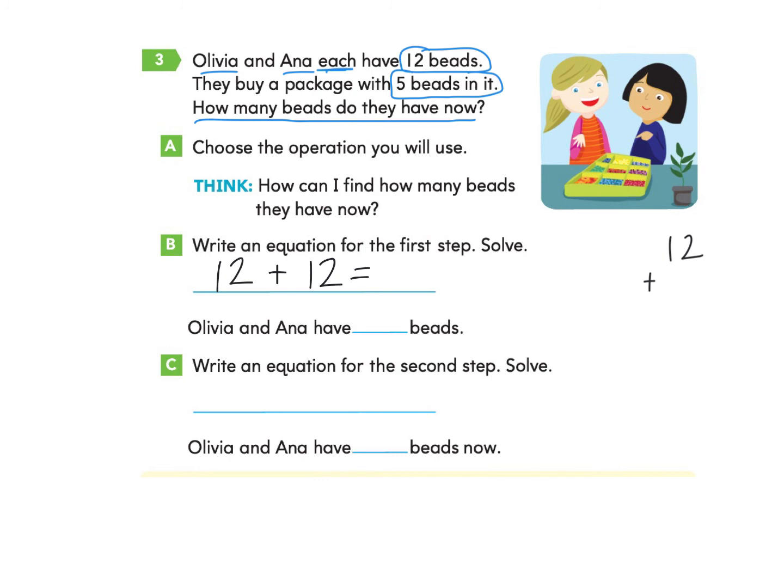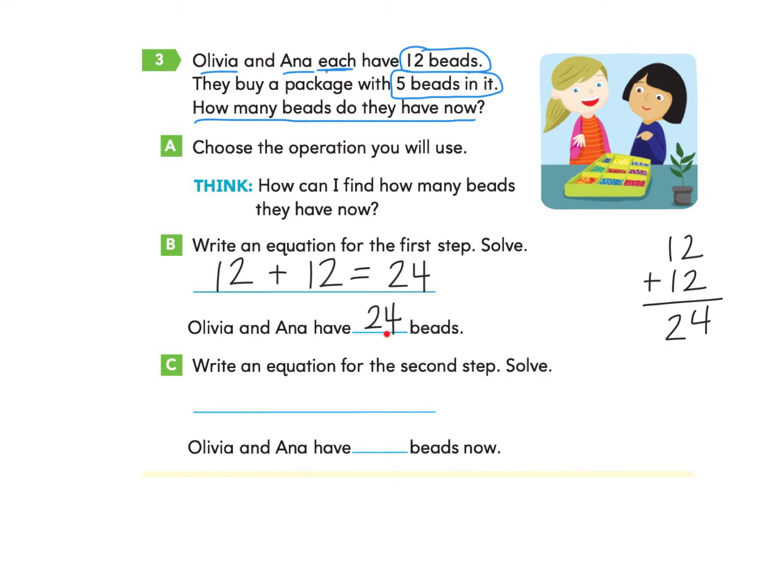You can pause and solve this equation on your own and come back, or follow along with me. 2 ones plus 2 ones makes 4, and 1 10 plus 1 10 makes 2, so we have a total of 24 beads. Olivia and Anna have 24 beads. Great job. Let's take a look at part C. Write an equation for the second step and solve.